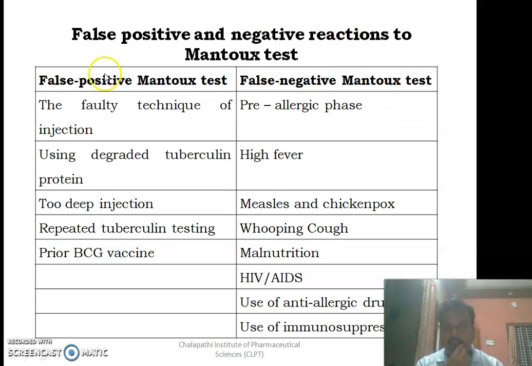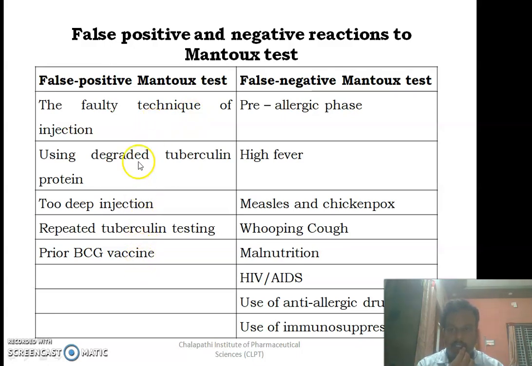Sometimes this Mantoux test will give a false positive result, and sometimes a false negative result. False positive means the positive result given by the Mantoux test is false. False negative means the negative result given by the Mantoux test is false. So even though the patient does not have tuberculosis, it will sometimes give a positive result. And even though the patient has tuberculosis, it will sometimes give a negative result.